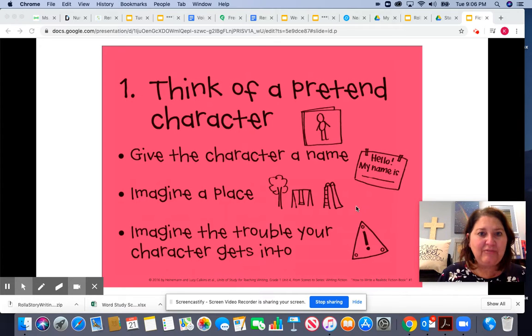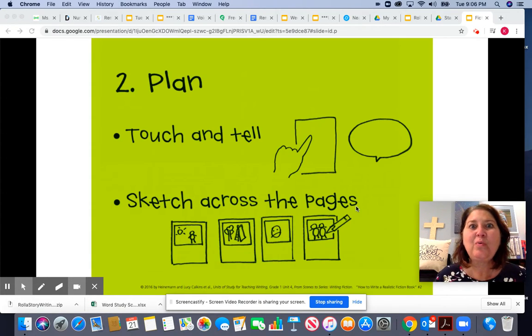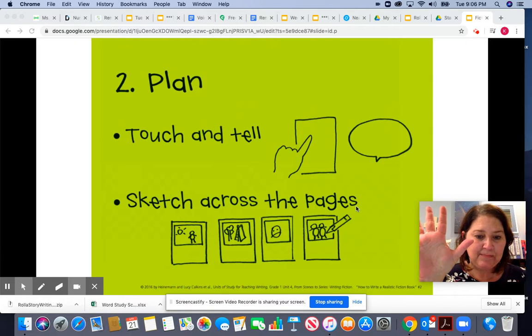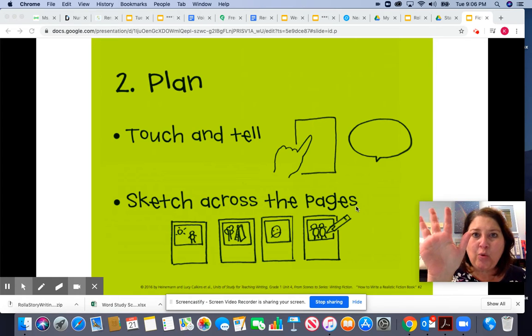So after we think of our pretend character, then we plan. Okay. Step two. Okay. You need to plan. And remember, you need to touch and tell across your fingers. That's your planning tool. And you should always be doing that before you write every single book. You plan across your fingers. Okay.